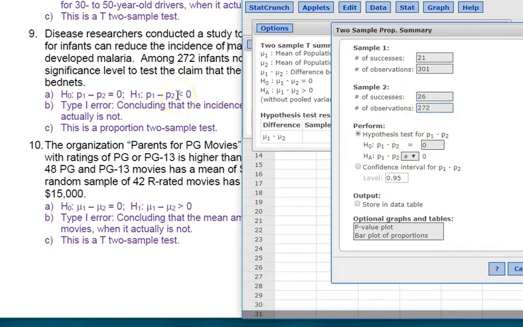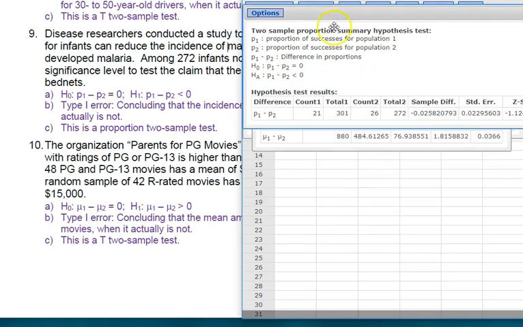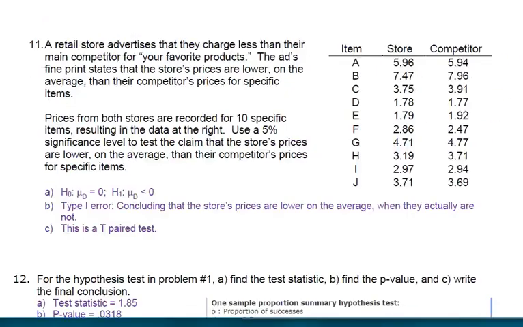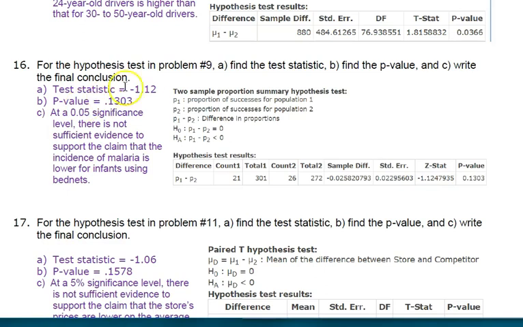And then our inequality had a less than. So I'm changing that to a less than. And we've got our results. So our test statistic is a negative 1.12. Our p-value is 0.1303. If we have a 0.05 significance level, our p-value is greater than our significance level. That means we have a negative conclusion. There is not sufficient evidence to support the claim.